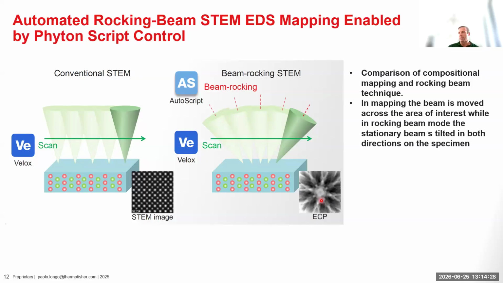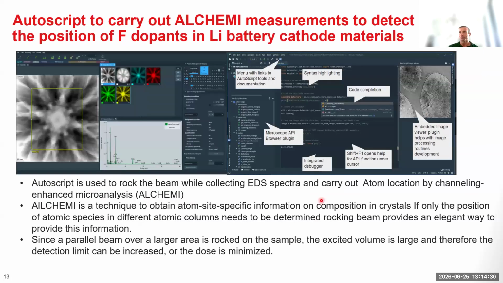And that would allow you to create an electron channeling pattern, which is very important to identify the position of atomic species. So this example was applied by the combination of Velox and AutoScript, and we created something called Alchemy, which stands for atom location by channeling enhanced microanalysis. This is very important because we wanted to map fluorine dopants in the lithium battery cathode materials.